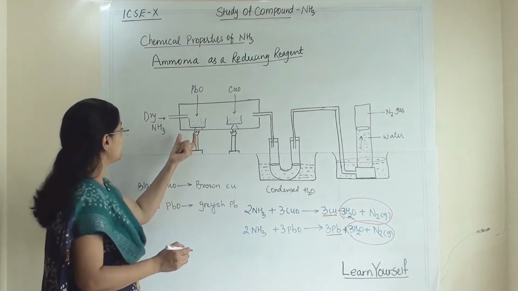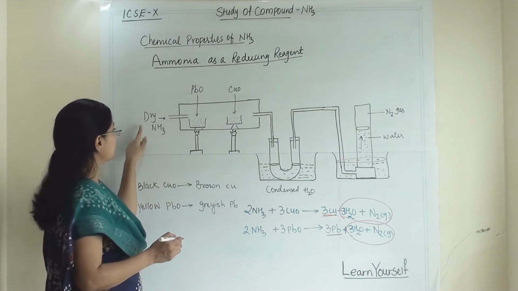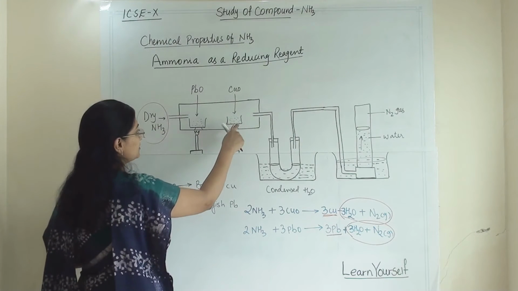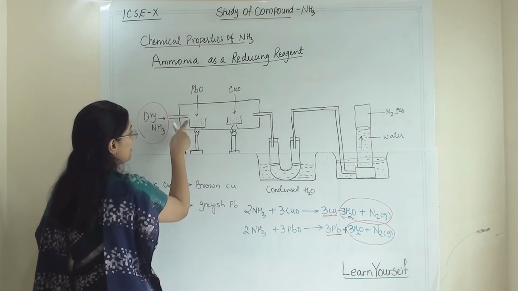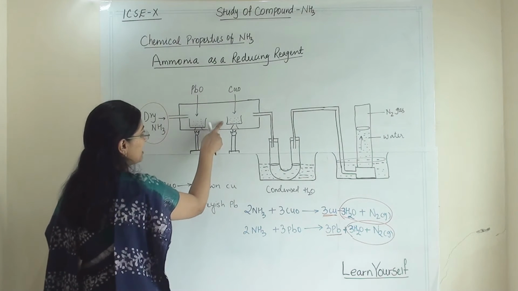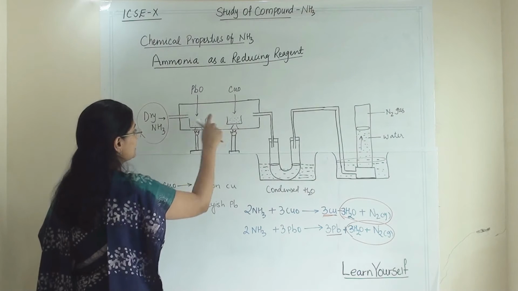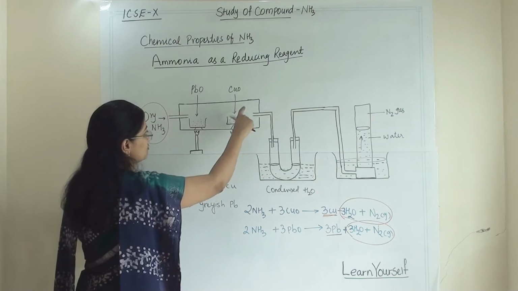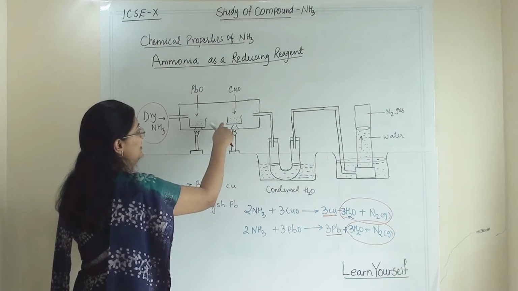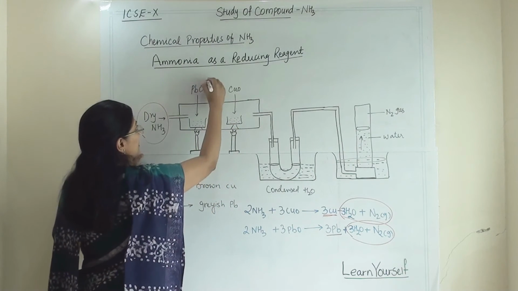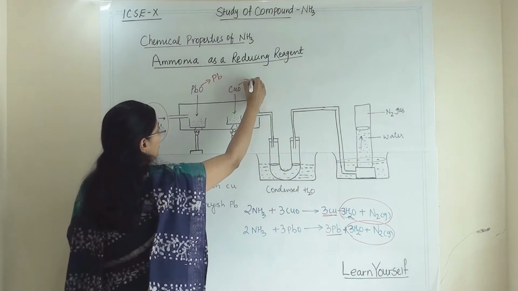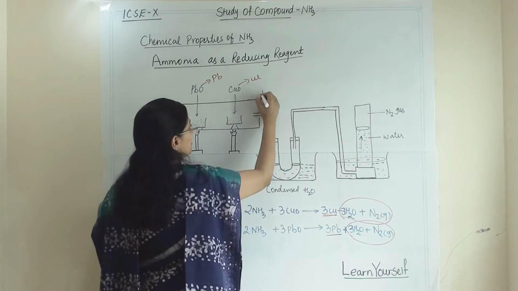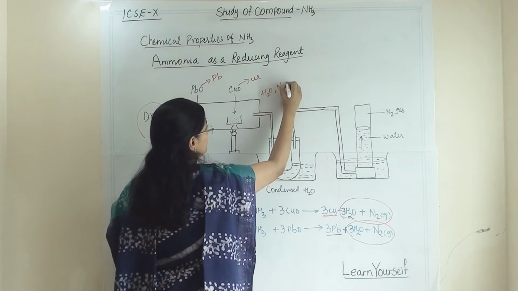After passing dry ammonia gas from this tube, we will start heating this tube. Into this I have kept lead oxide, and into this I have kept copper oxide. While heating this we are passing dry ammonia gas. The dry ammonia gas will pass through this tube, and the oxides will start converting into lead and copper. Along with this reduced product we will get water and nitrogen gas.